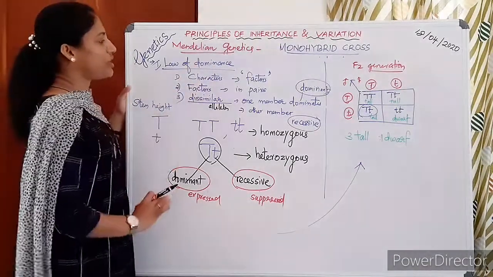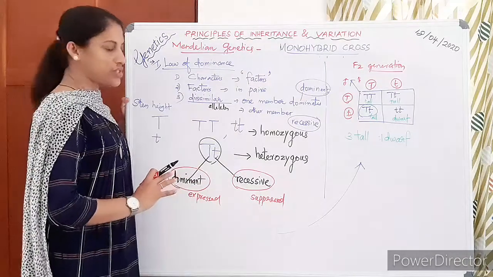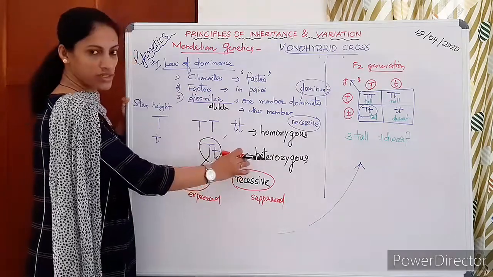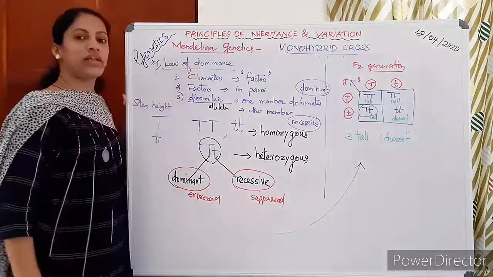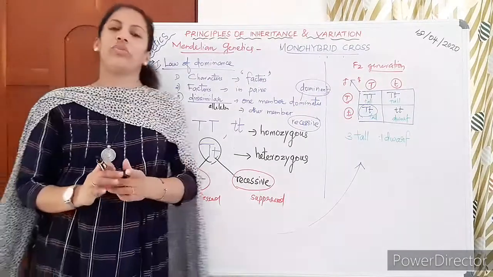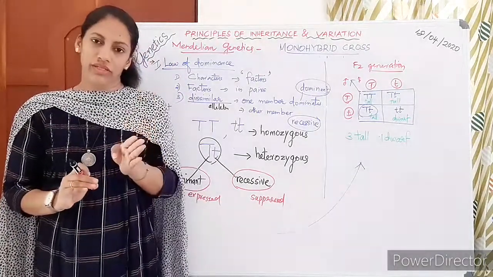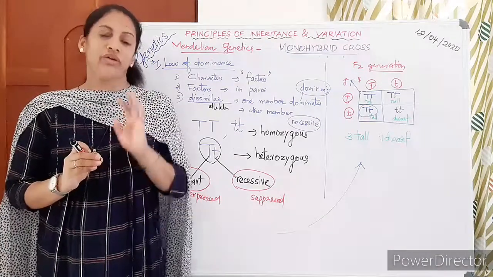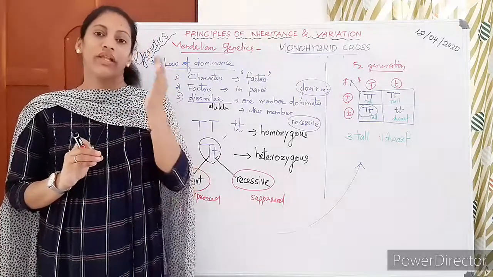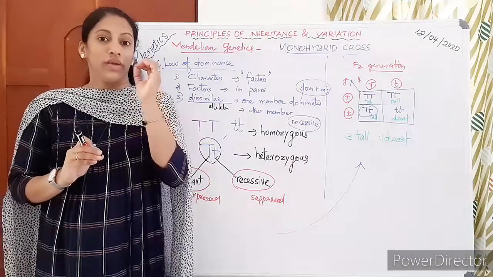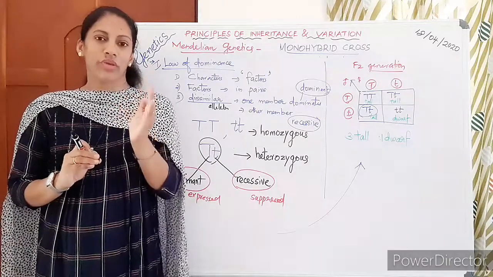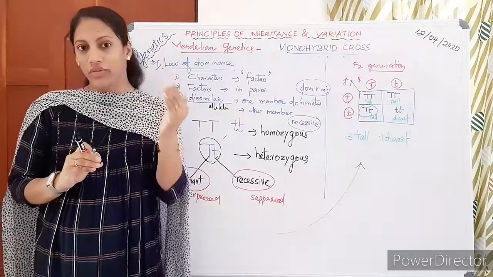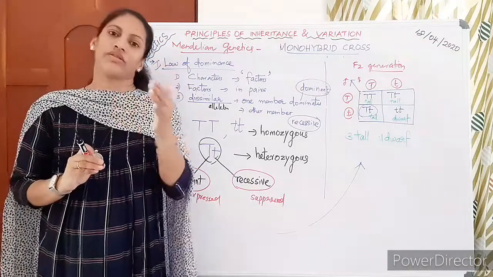Regarding the law of dominance, these dominant and recessive ideas should be clear, and also the heterozygous condition, a pair of dissimilar alleles. Then only this concept will be clear. According to Mendel's law of dominance, there are three postulates. First, characters are controlled by discrete units called factors. Second, factors exist as pairs. And third, most important, in a pair of dissimilar factors, one member only is expressed. One member dominates the other. The one that is expressed is called dominant, and the one which is not getting expressed is called recessive.